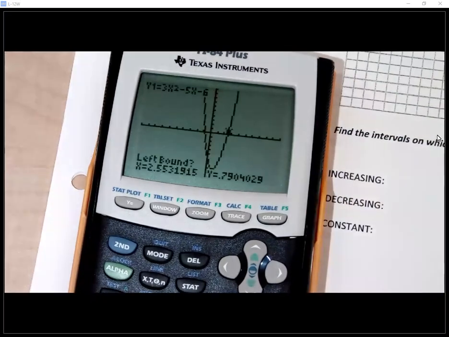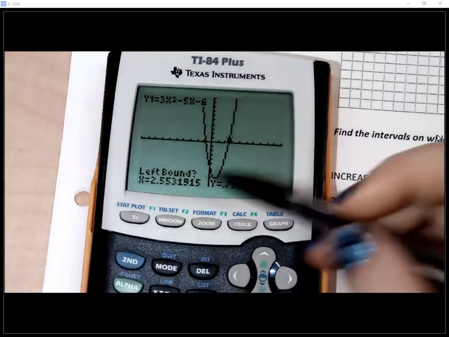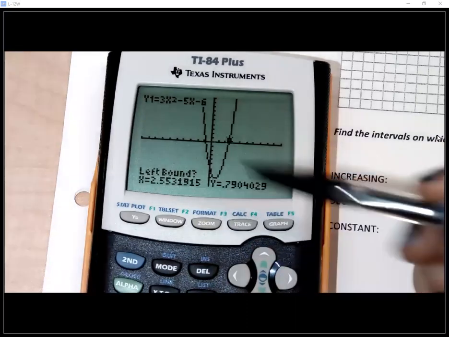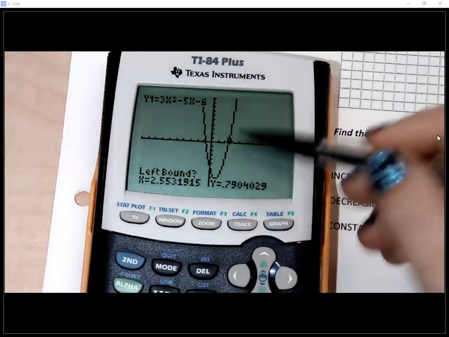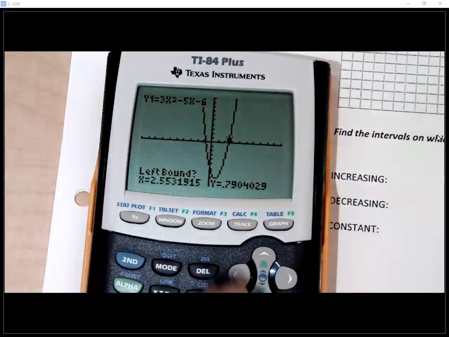Now look at these questions that have come up. Do this with me if you aren't already. So we had hit second calc and then we chose choice 3 for the minimum. Look at these questions. It says left bound. So here's what you need to do. See how your blinky guy has appeared? And you'll get the hang of this once you do it a few times. I need to move. The calculator is basically asking me, hey, I'll give you the minimum value, but you need to tell me where to look.